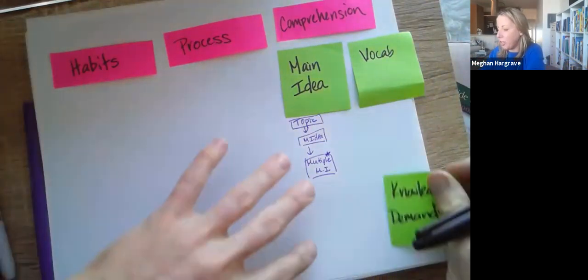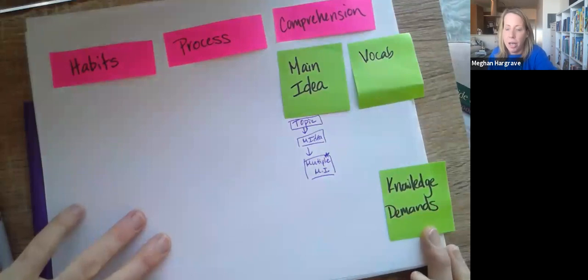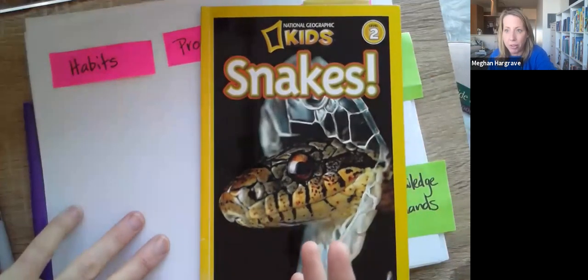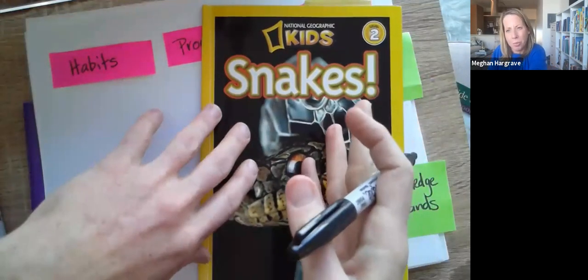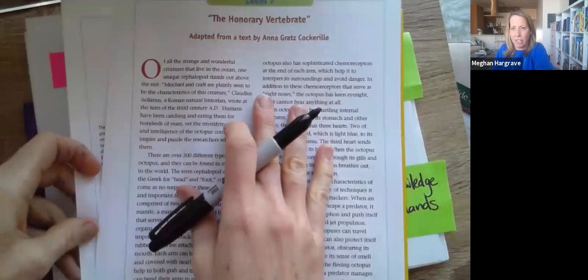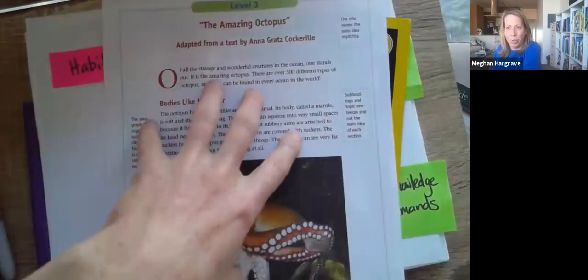So for comprehension, we've got main idea, we've got vocab, two other big categories. Knowledge demands. This is why it's so hard to level nonfiction, because it's your background knowledge. So if you've got a kid who loves snakes, they're going to know more about this book. They're going to do better, or be able to read this book better than I will be able to, right? If you know something about the octopus, you're going to be ready to read this, versus if you know nothing, you might need to start with this.